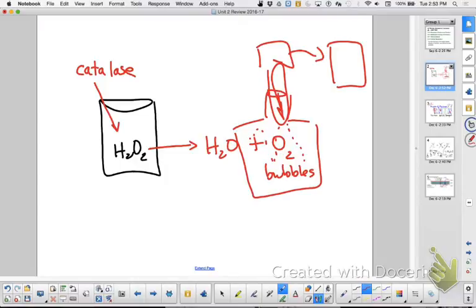And then we probably put this under different scenarios. Some of you varied the amount of hydrogen peroxide. If you would assume that the more substrate you have, the more product you would get, right?